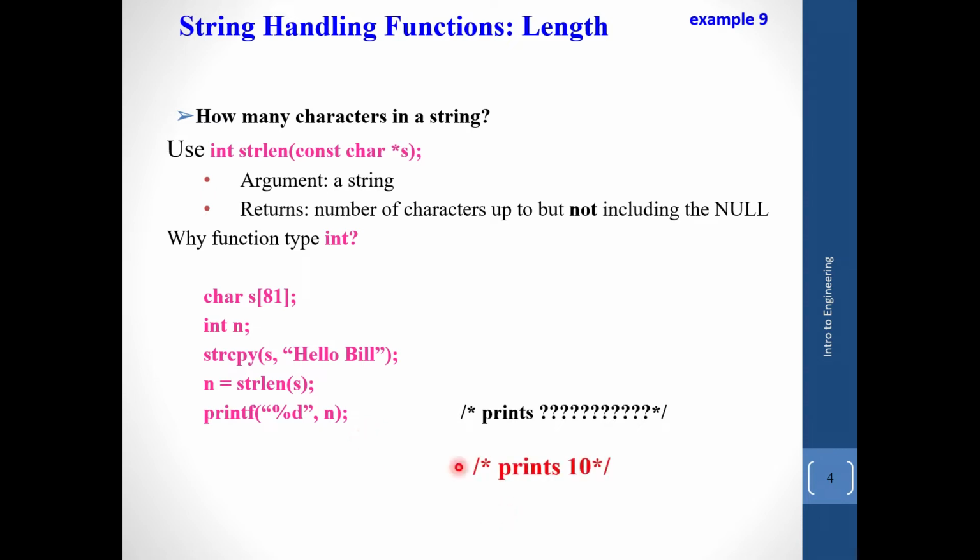It prints out 10. Now, why does it print out 10? Because I have 10 characters inside of the string here, not including the null. The null would be 11. So when I declare my string, I have to make sure it has at least 11 characters available, but my string length doesn't include the null, so it only prints out 10.